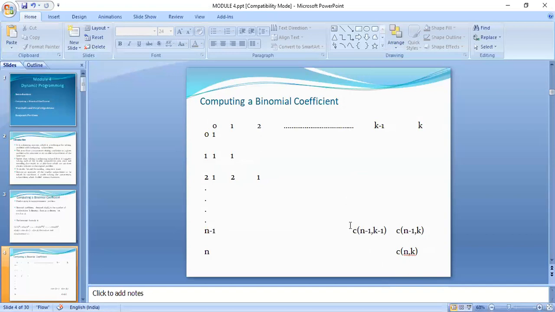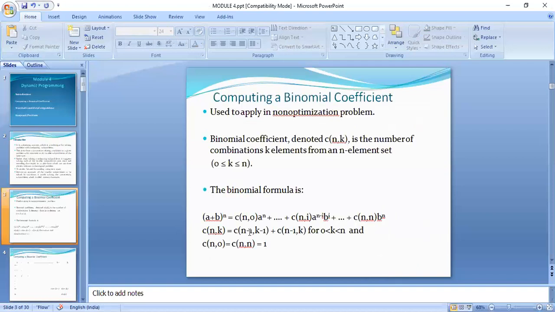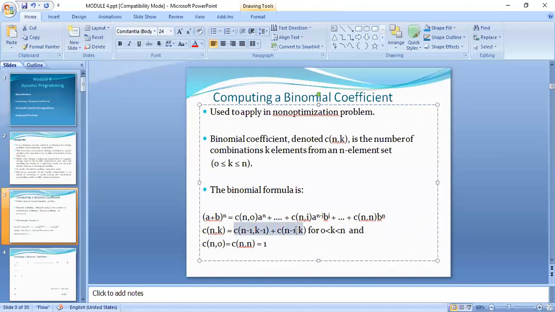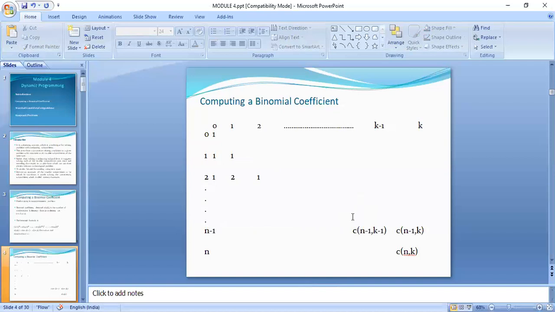Here you can see that C of n comma k depends upon C of n minus 1 comma k minus 1 and C of n minus 1 comma k. If you add these two, you get the value of C of n comma k. Whatever values we store may be used later, so instead of recalculating again and again, we store them in a table. The first column has all values 1. Similarly, n comma n is 1. So 0 comma 0, 1 comma 1, 2 comma 2, everything should be 1.